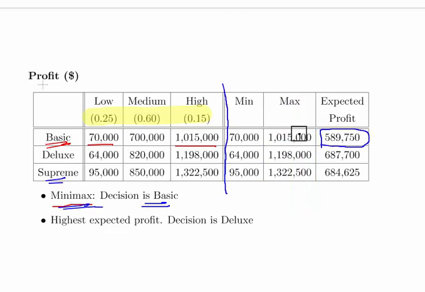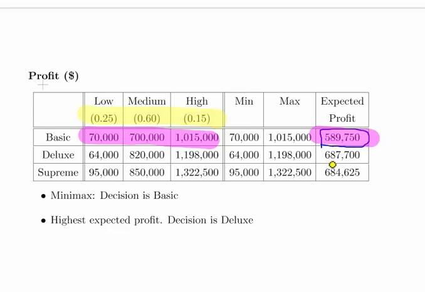So essentially, I'm not going to do this out, but this is the expected profit. Okay, let's get rid of all that. Of using these probabilities and these values. Okay, that's the expected profit. So it's 0.25 times 70,000, 0.6 times 700,000, plus 0.15 times 1.015 million. Okay. So it's the expected value of a discrete random variable. Okay, and likewise I do that for the other ones there.